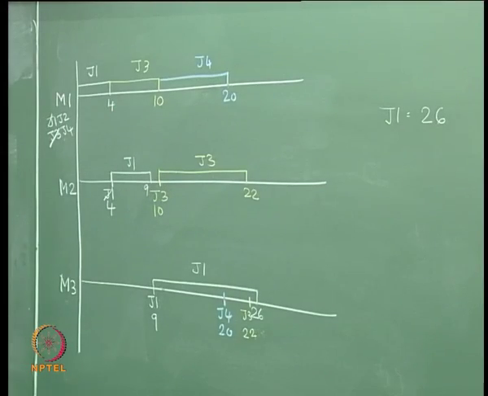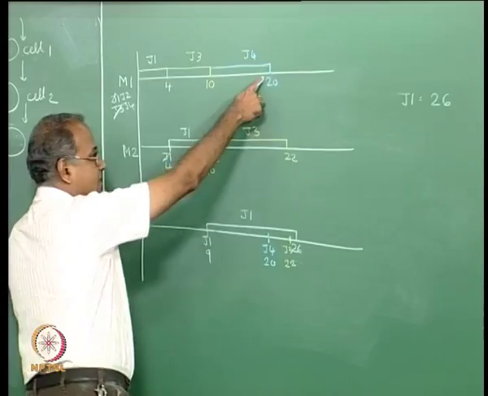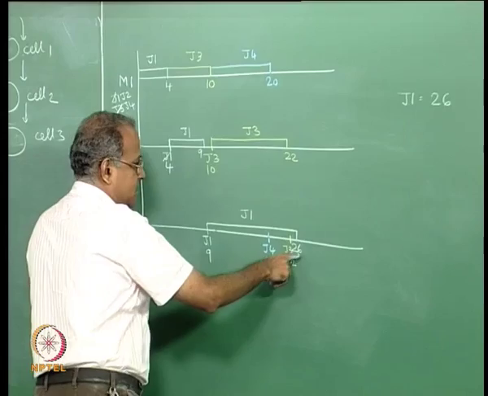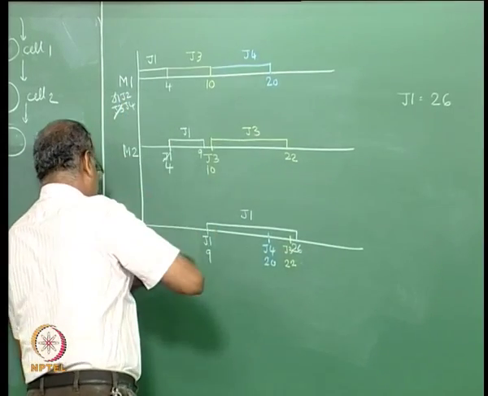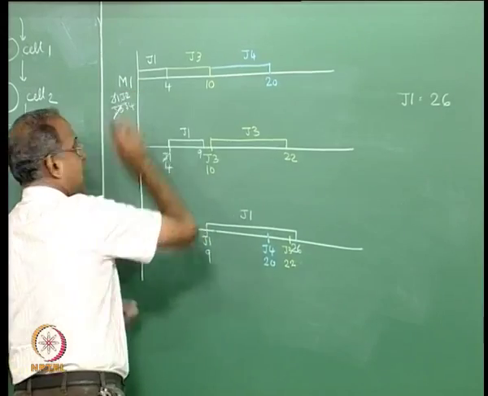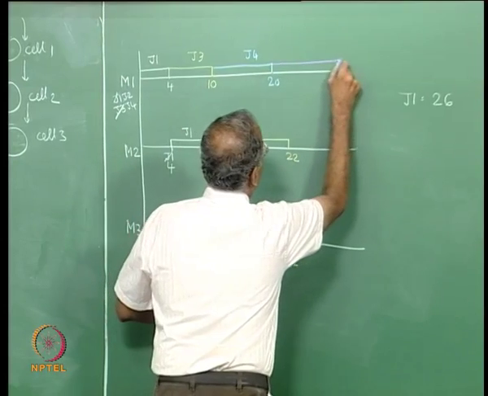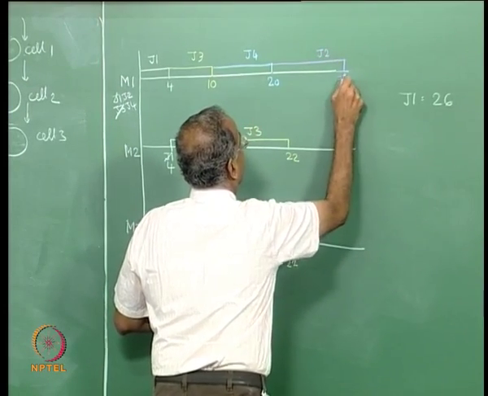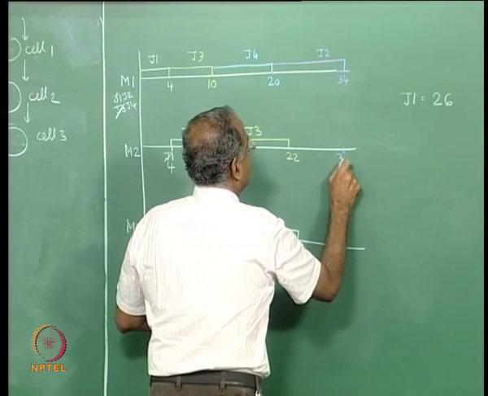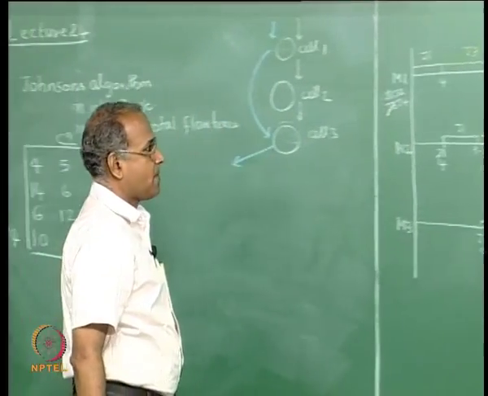So, we again move now and then we realize that we are here at time equal to 20, this is busy till 22, this is busy till 26. So, we are at time equal to 20, J2 is the only job that is remaining. So, J2 takes another 14, so J2 finishes here at 34.